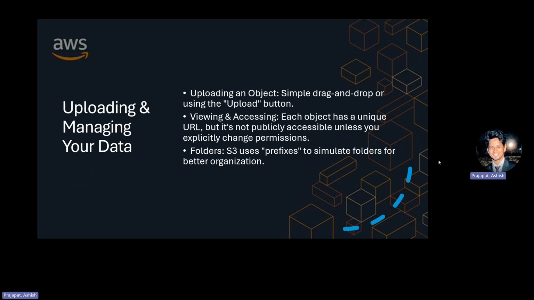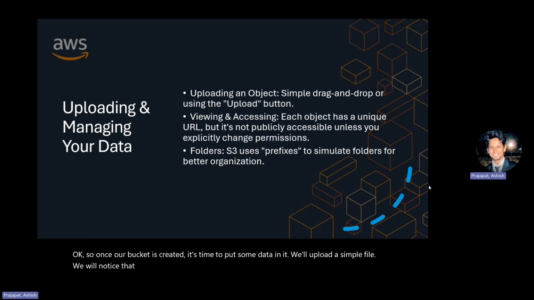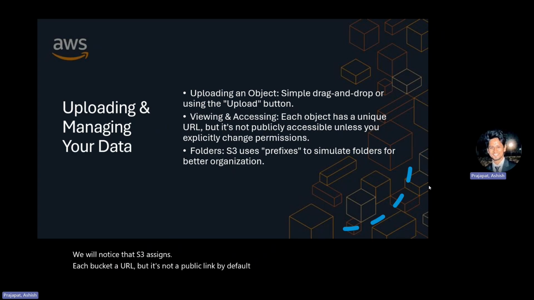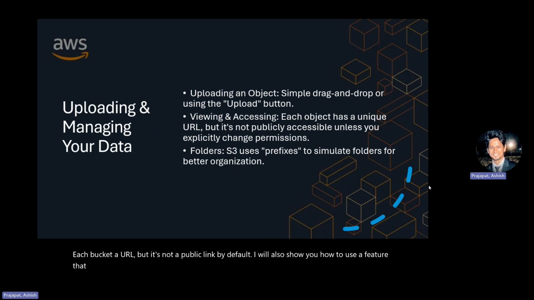Okay, so once our bucket is created, it's time to put some data in it. We'll upload a simple file. We will notice that S3 assigns each object a URL, but it's not a public link by default. I will also show you how to use a feature that acts like folders, which is really helpful for keeping things organized.